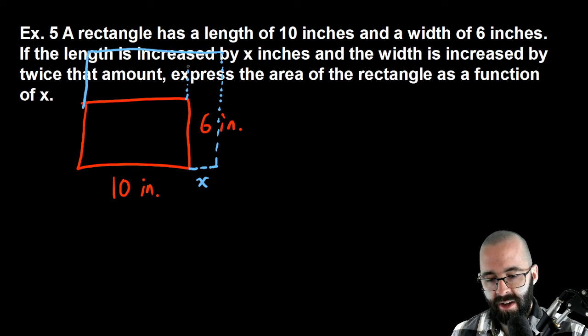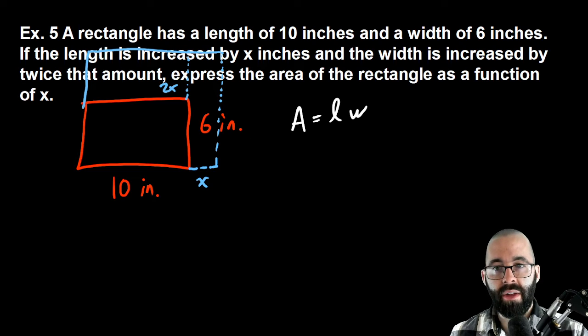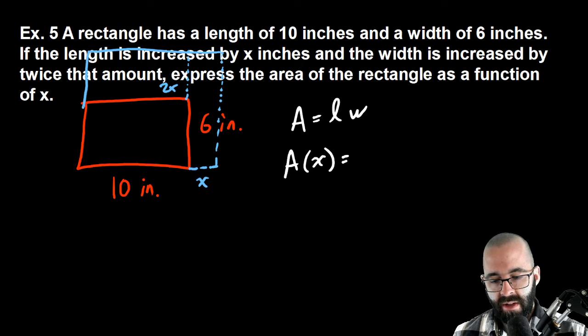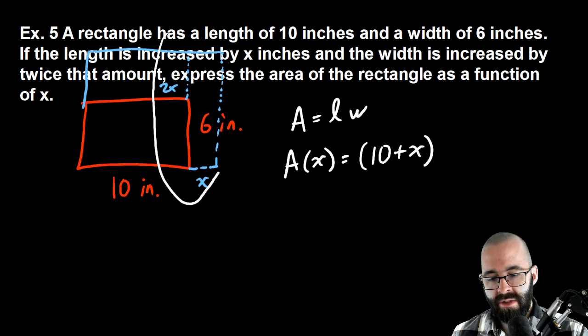Again, how much is this getting increased by? This width is getting increased by 2x. Express the area of the rectangle as a function of x. So again, area is length times width. So what's the length and the width of the blue rectangle? Well, we're going to write it with function notation. Area is now a function of x. This is A of x right here, function notation, just like f of x. The length used to be 10, it got increased by x. The length is just 10 plus x, times the width, which used to be 6 and got increased by 2x.